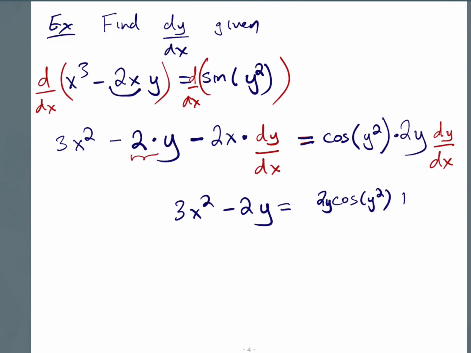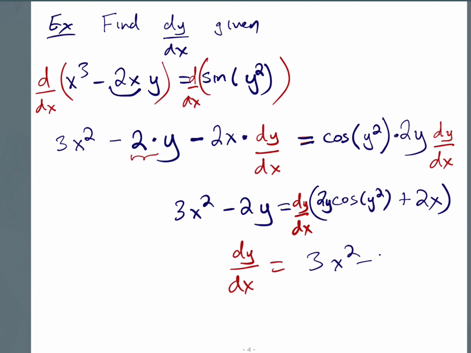Yeah. And then plus 2x. So just move this 2x right here, right? Just move it over to the right. And then factor out the dy over dx. Right, so just move the 2x dy over dx to the right, and then factor it out. So far, so good? Okay, so then what is dy over dx equal to? Mm-hmm. Divided by all that stuff, right?